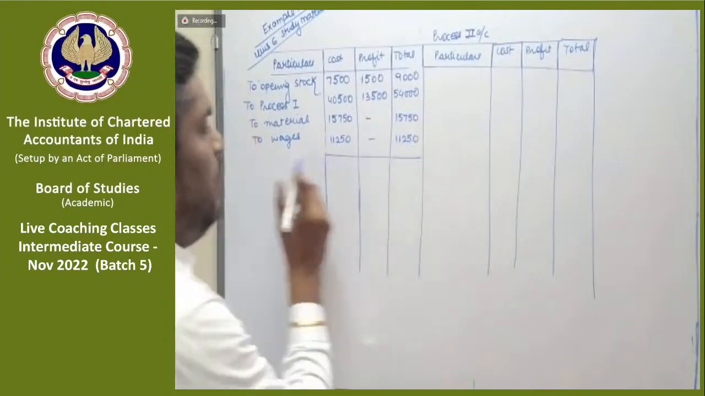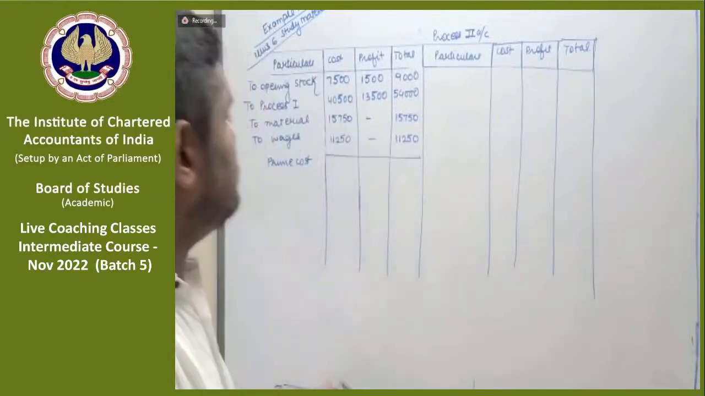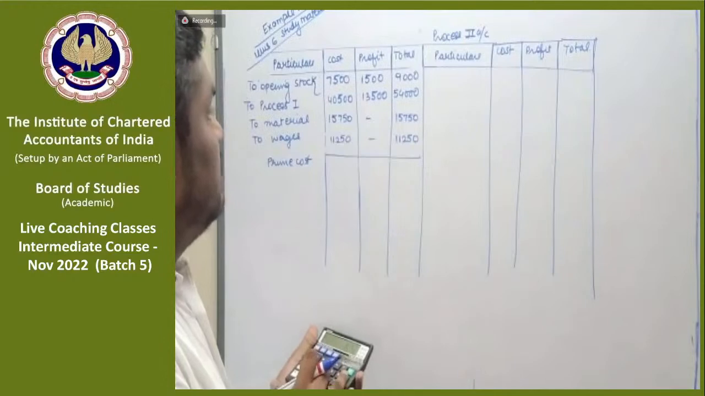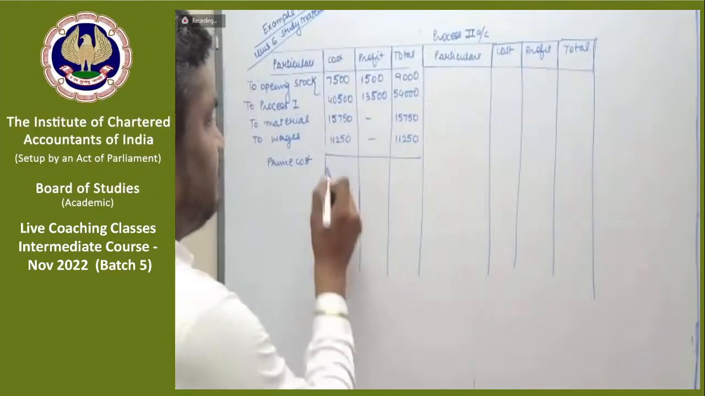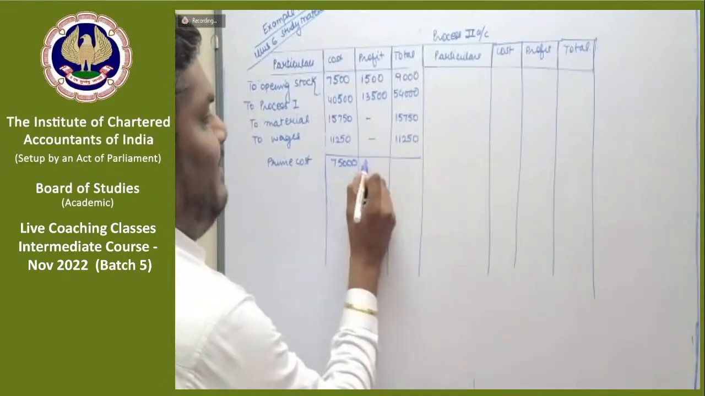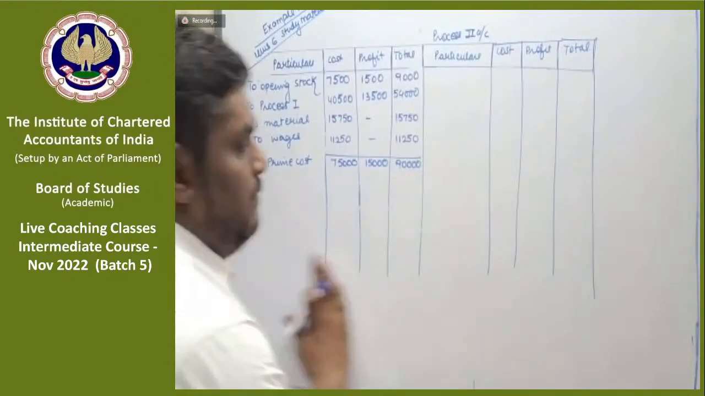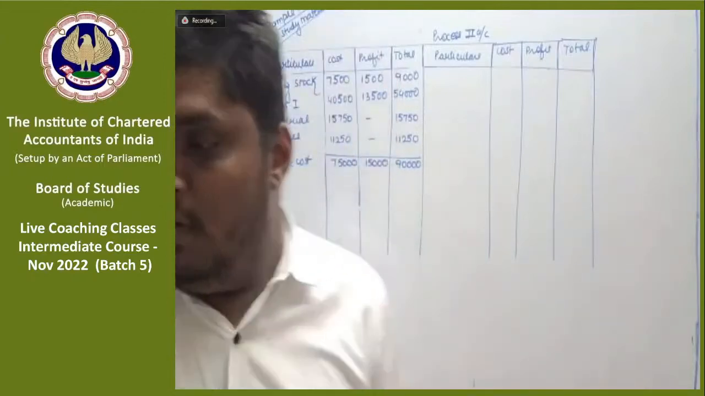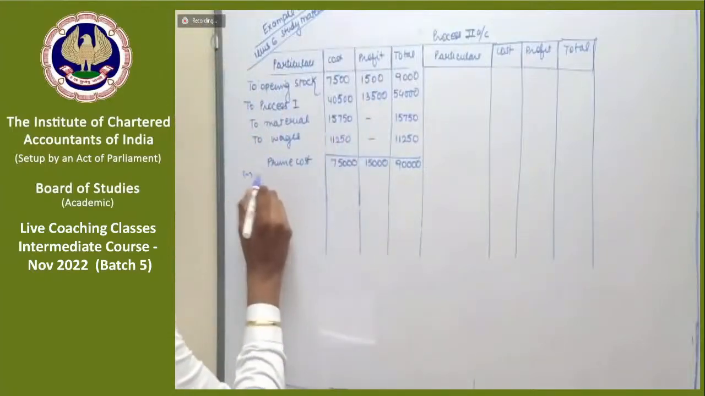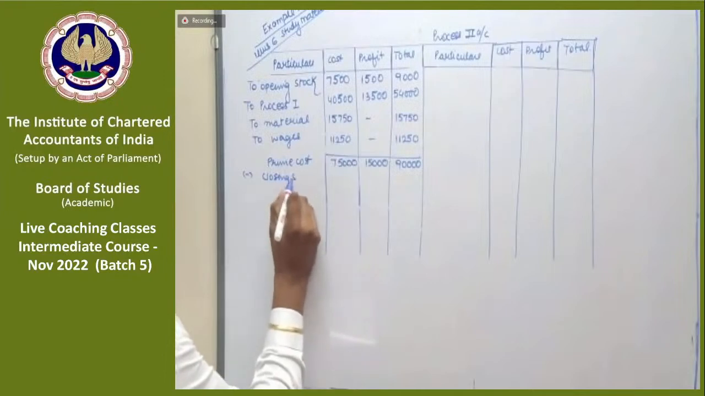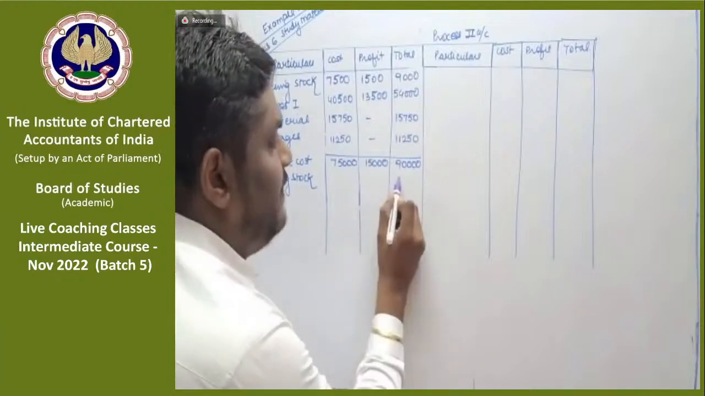You'll get the prime cost, that will be 75,000, 15,000 and 90,000. Now the closing stock is given in the question, that is 4,500. So we'll subtract the closing stock, that is 4,500.